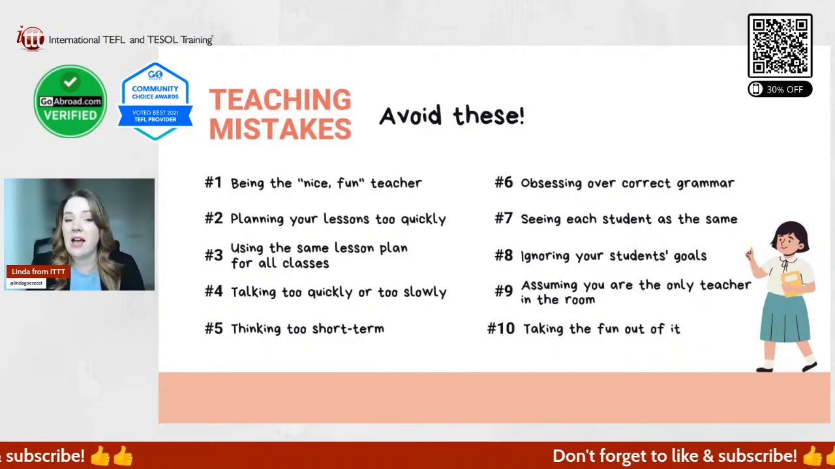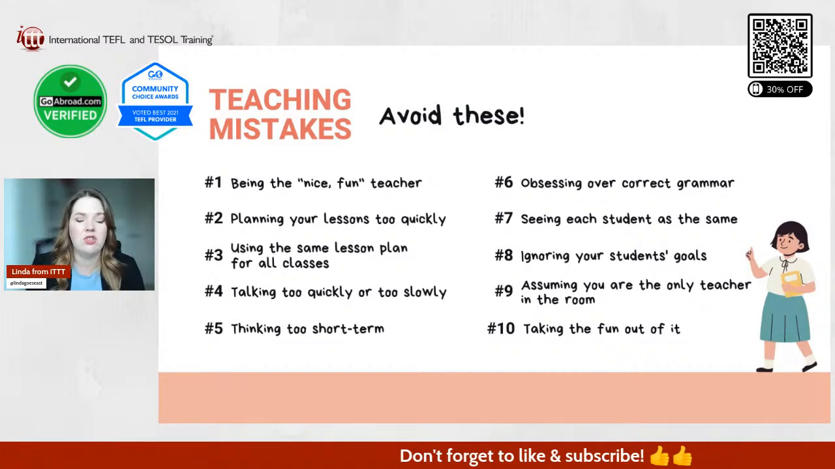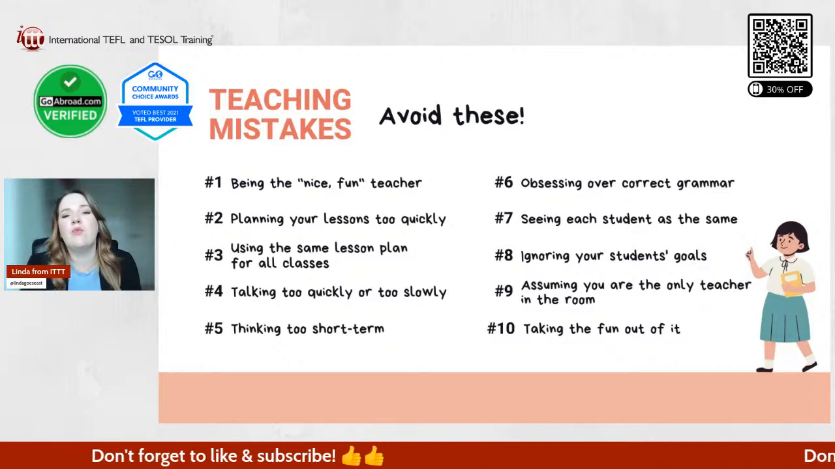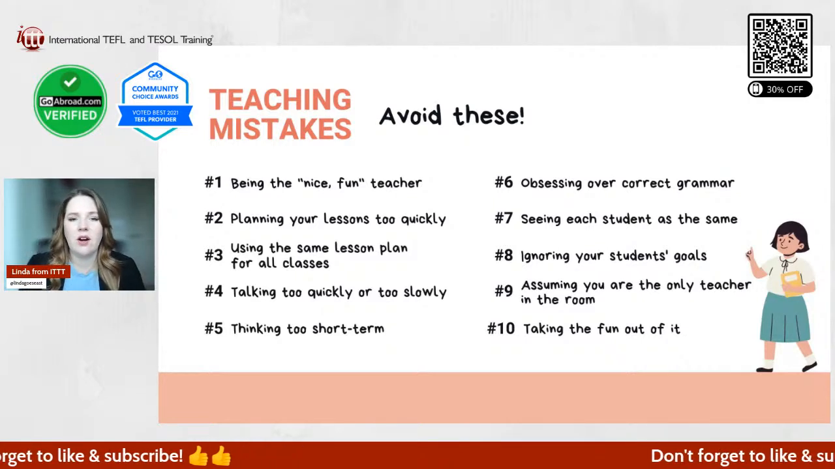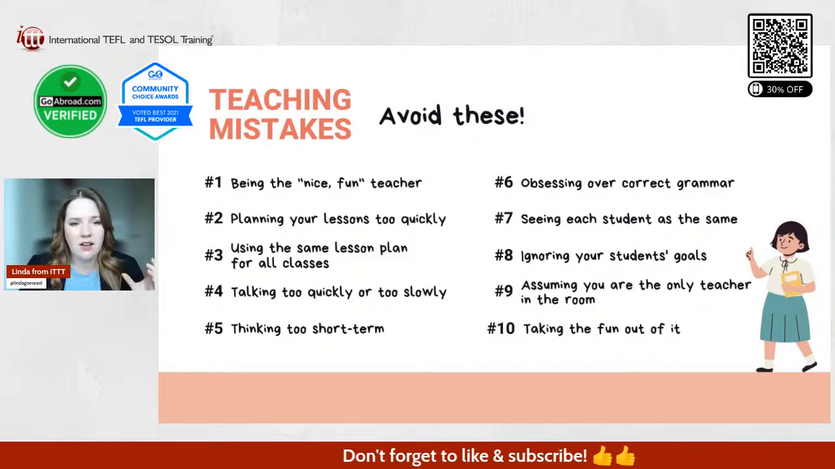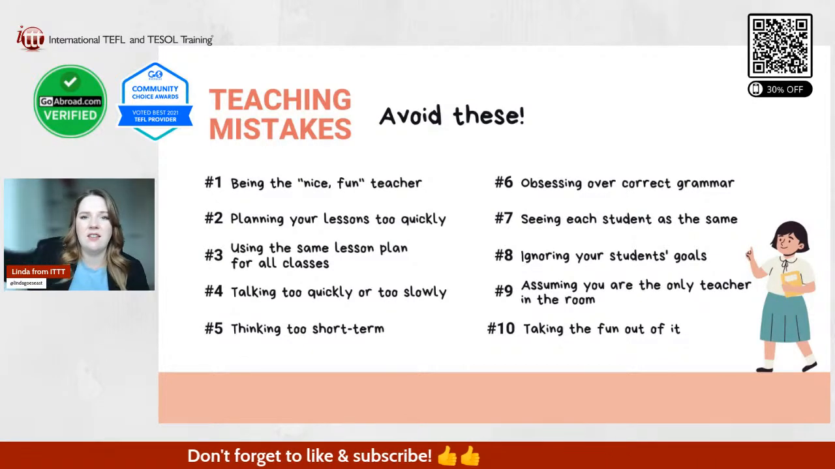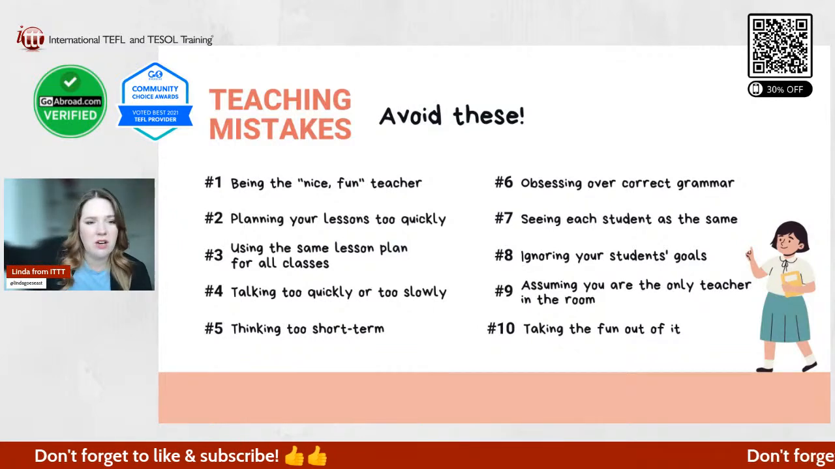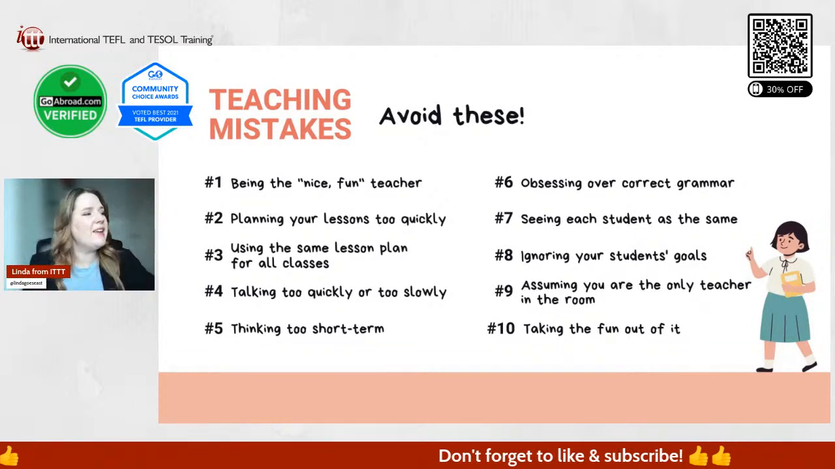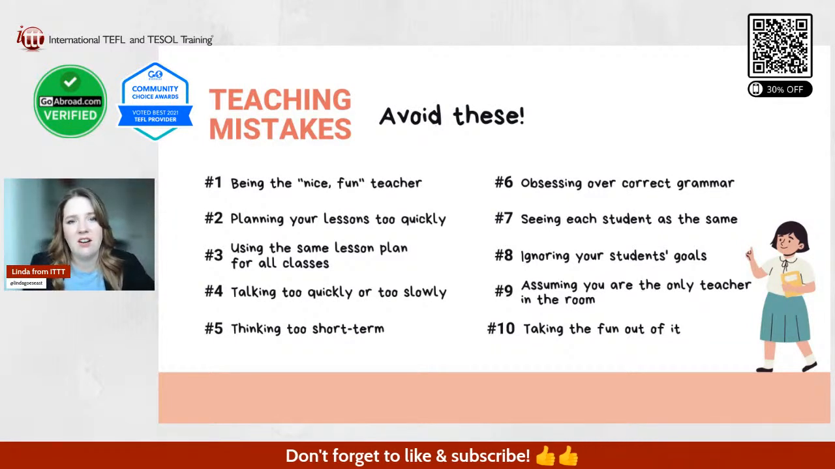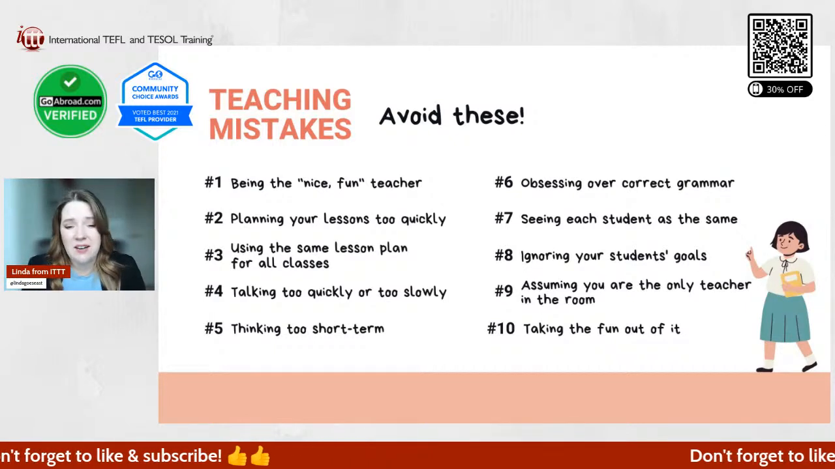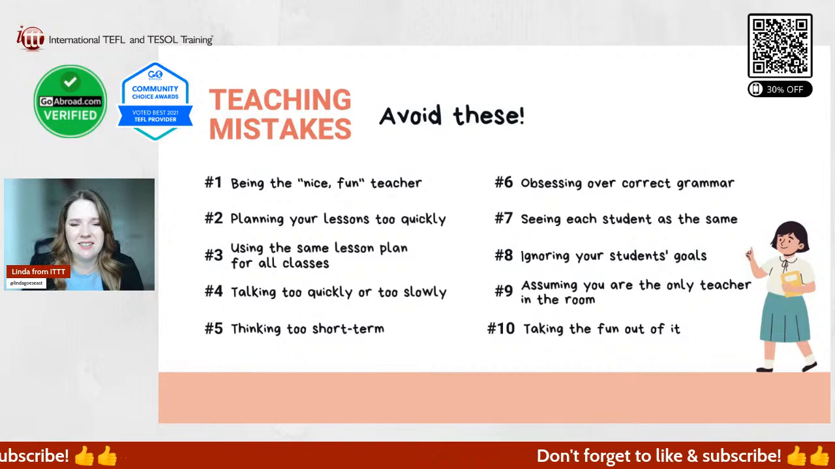Number 8 ties in with this: ignoring your students' goals. This basically says focus on what is relevant for your students' goals. If they need to pass an IELTS test, then they need to know all 500 vocabulary words of the IELTS. Just teach those. Don't add in other vocabulary words that are not actually relevant to what they need. Things like that. So, yeah.